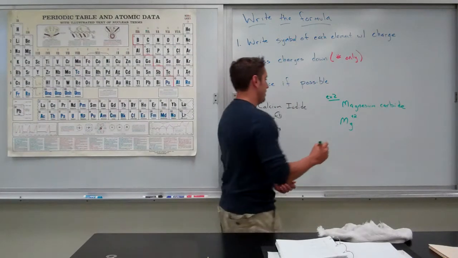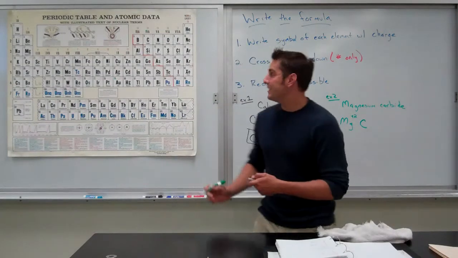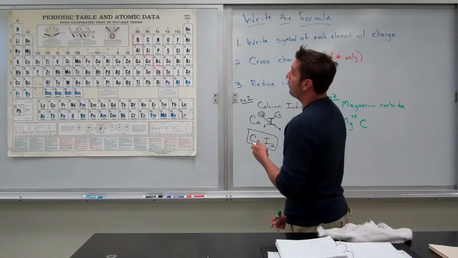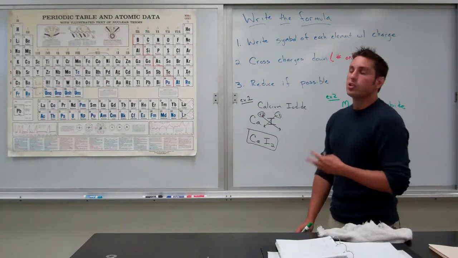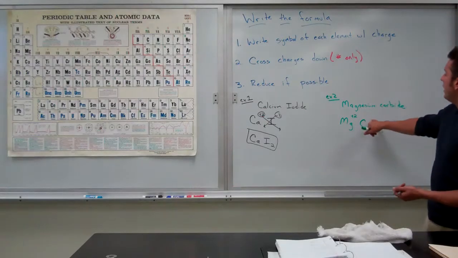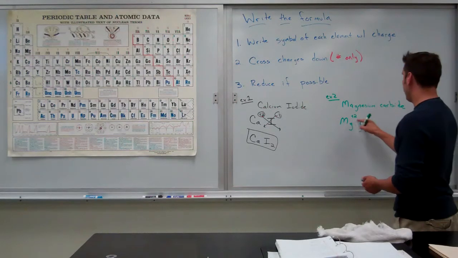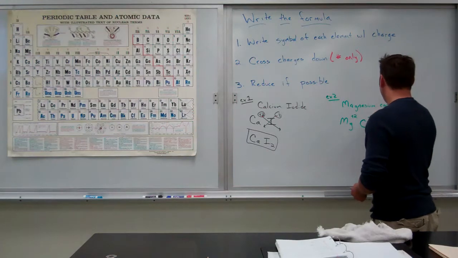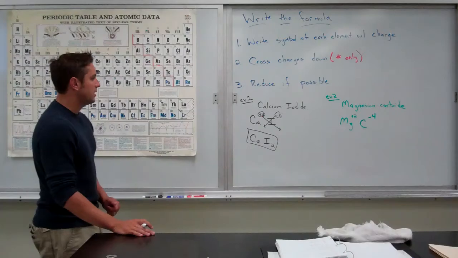Carbide symbol is C, carbon. And it's in group 14. And group 14 can either be + or -4. So how do we decide what it's going to be? It's always the opposite of what the other thing is that it's with. So if magnesium's a +2, the carbon's going to be a -4 in this case.